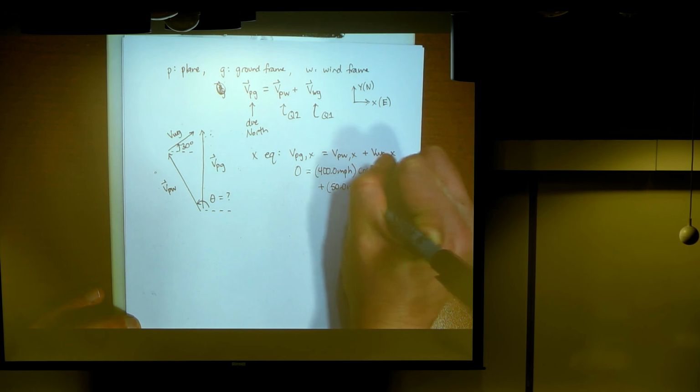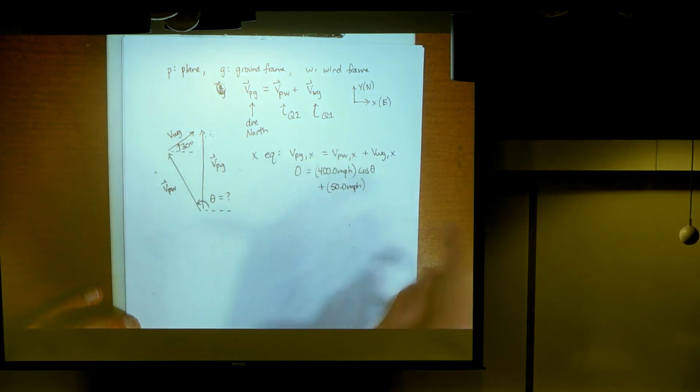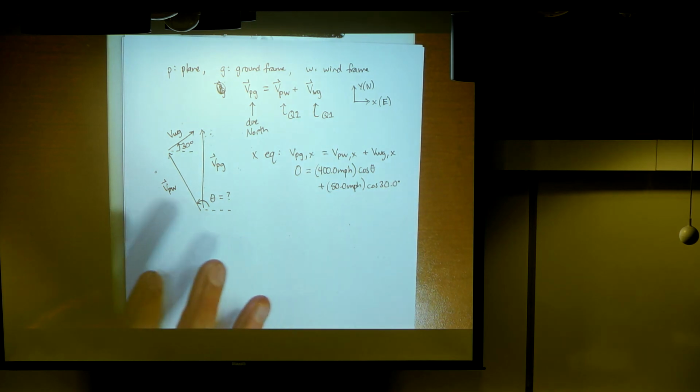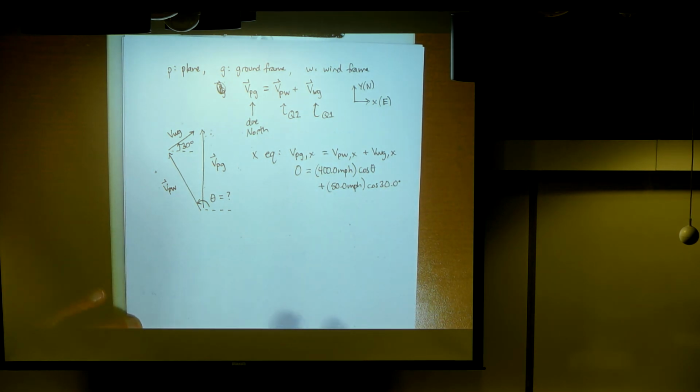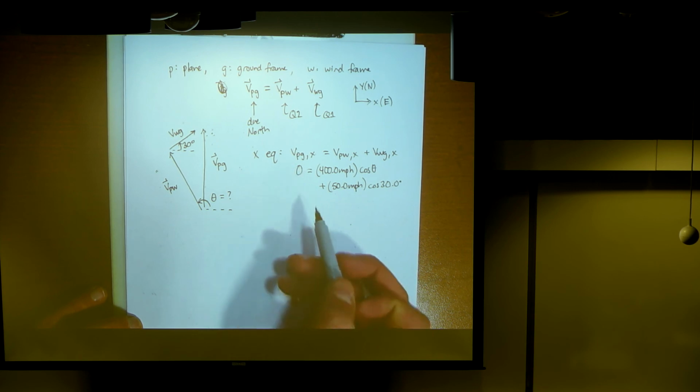And then for the velocity of the wind relative to the ground, well, that is 50 miles per hour. And if I take cosine of the angle for that vector, which I actually know is 30 degrees, then I'll get that x component, okay? So are we cool with how this equation was set up? All right.